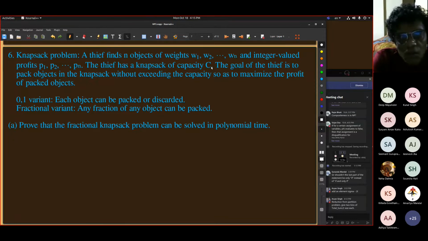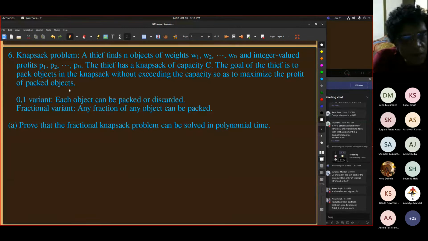So he wants to pack as many objects as possible. Not exactly so. This is not the optimization idea. The goal of the thief is to pack objects in the knapsack such that the total weight of the objects packed is not bigger than C, because the capacity is C. And at the same time, the goal is to maximize the profit of the packed objects.